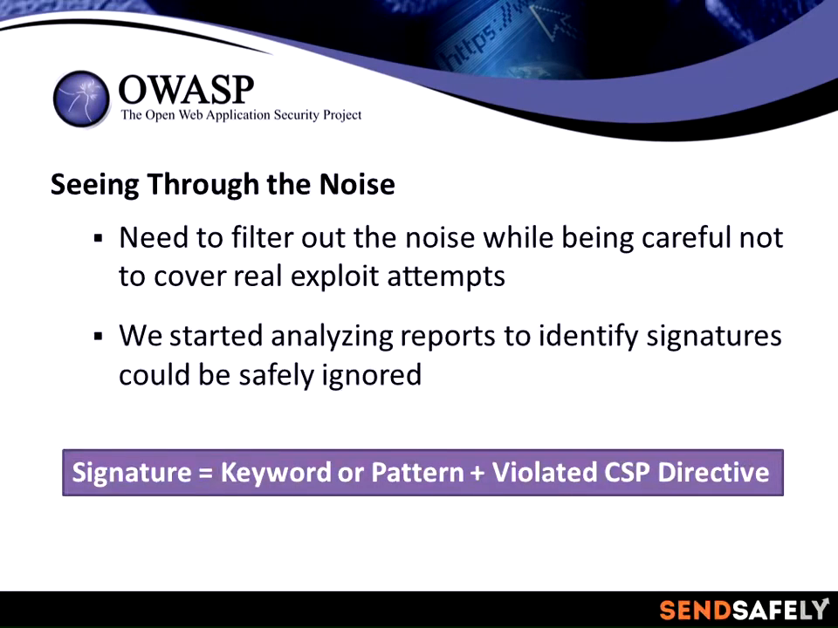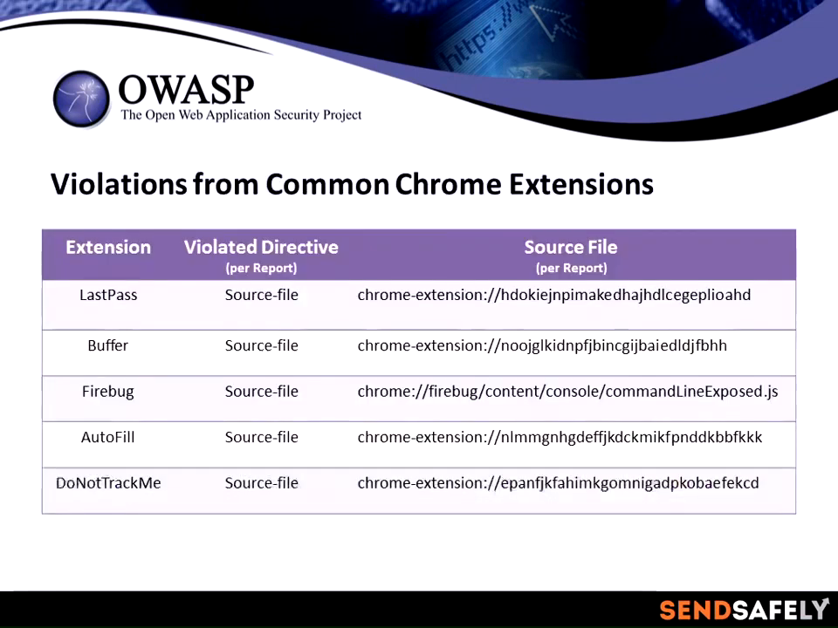was that we could combine some kind of keyword with a CSP directive, like the source file, and create signatures based on that. So here are a few common Chrome extensions that we've seen: LastPass, Firebug, Do Not Track Me. And as you can see, they follow a very similar pattern. They all start with chrome-extension.